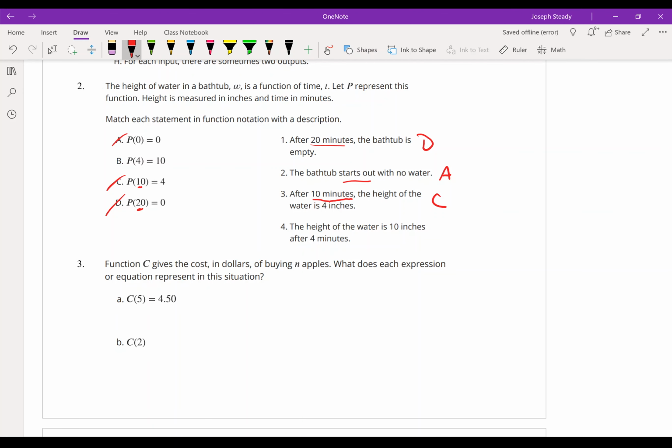Now, B is the only one left, but let's just make sure that it actually matches. The height of the water is 10 inches after 4 minutes. Well, again, there's my input again. So input here, 4 minutes, and there's my 4 right there. So that does match up. That's option B.